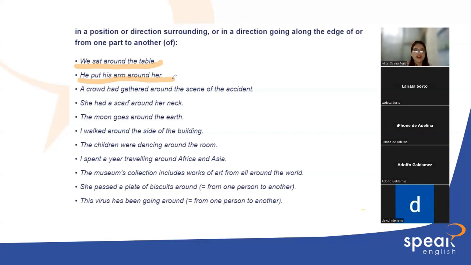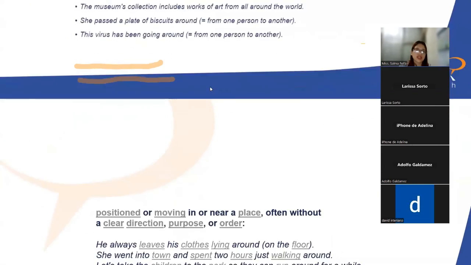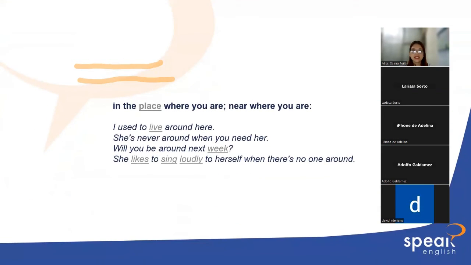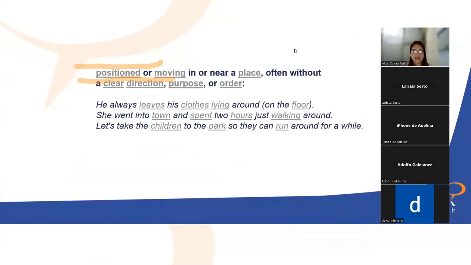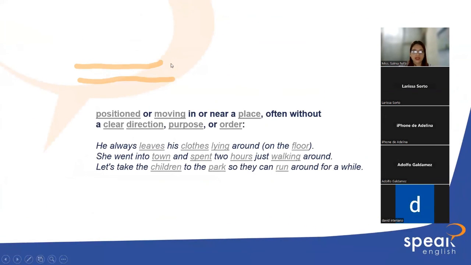But what about all of this? These are examples when you are not using around to talk about time. So then you can check them, all of them. You can read them. But sometimes remember, around also can be used to talk about time. For example, if we say this example. Okay, I will ask Adelina to help me read, please.